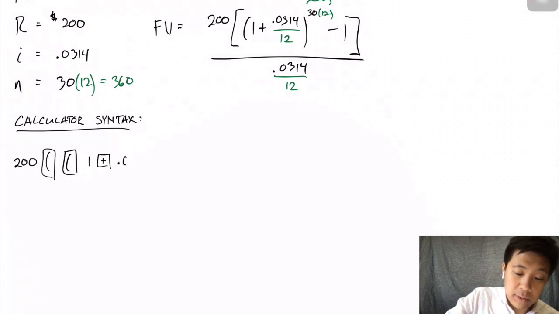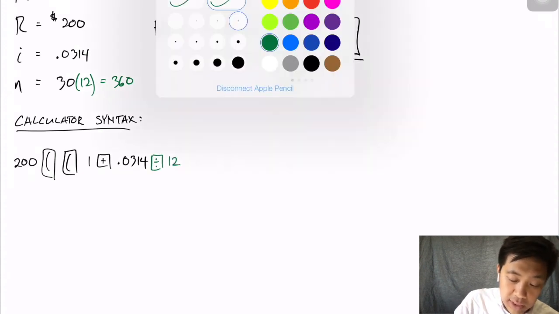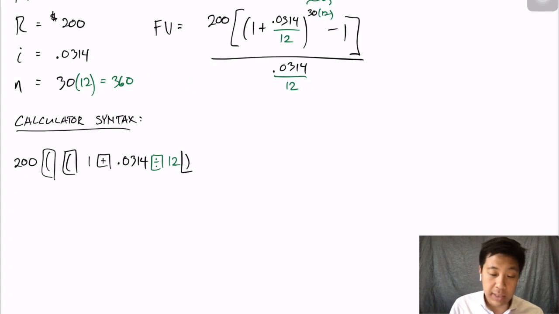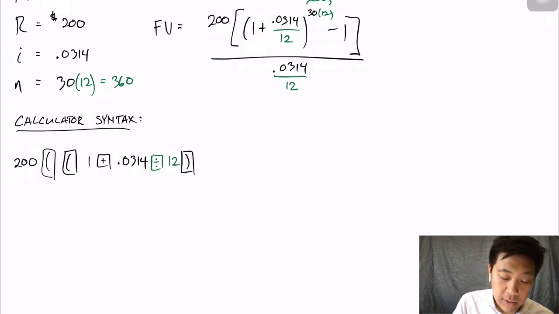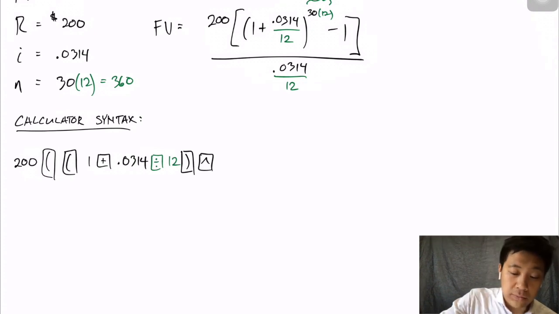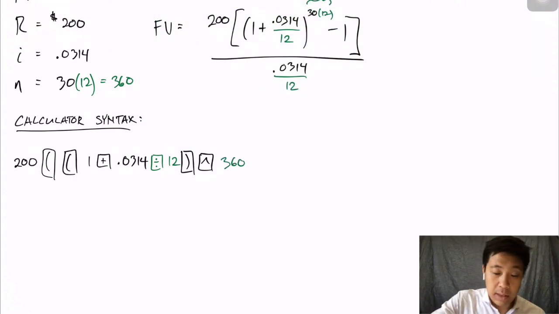0.0314 divided by the compounding period, which is 12. You're going to close the first set of parentheses. This allows for the inner part that's similar to the equation for just compounding period. We're going to raise to the 360, since I could do that immediately in my head.